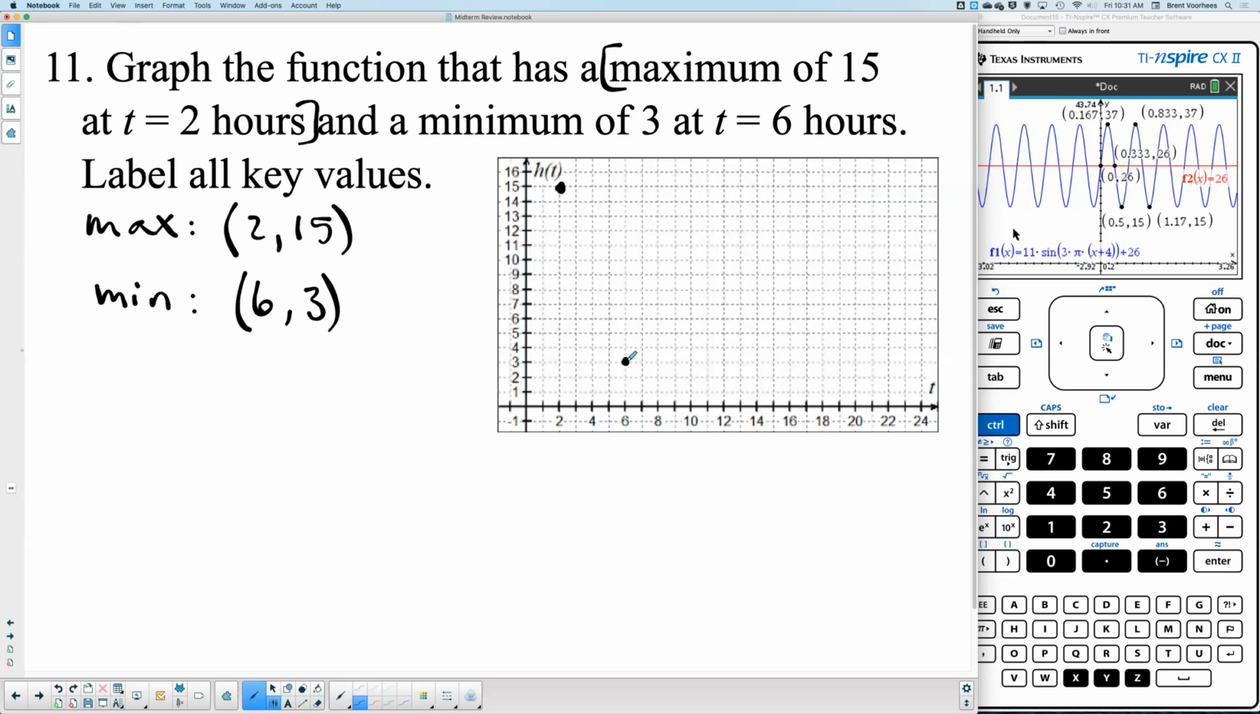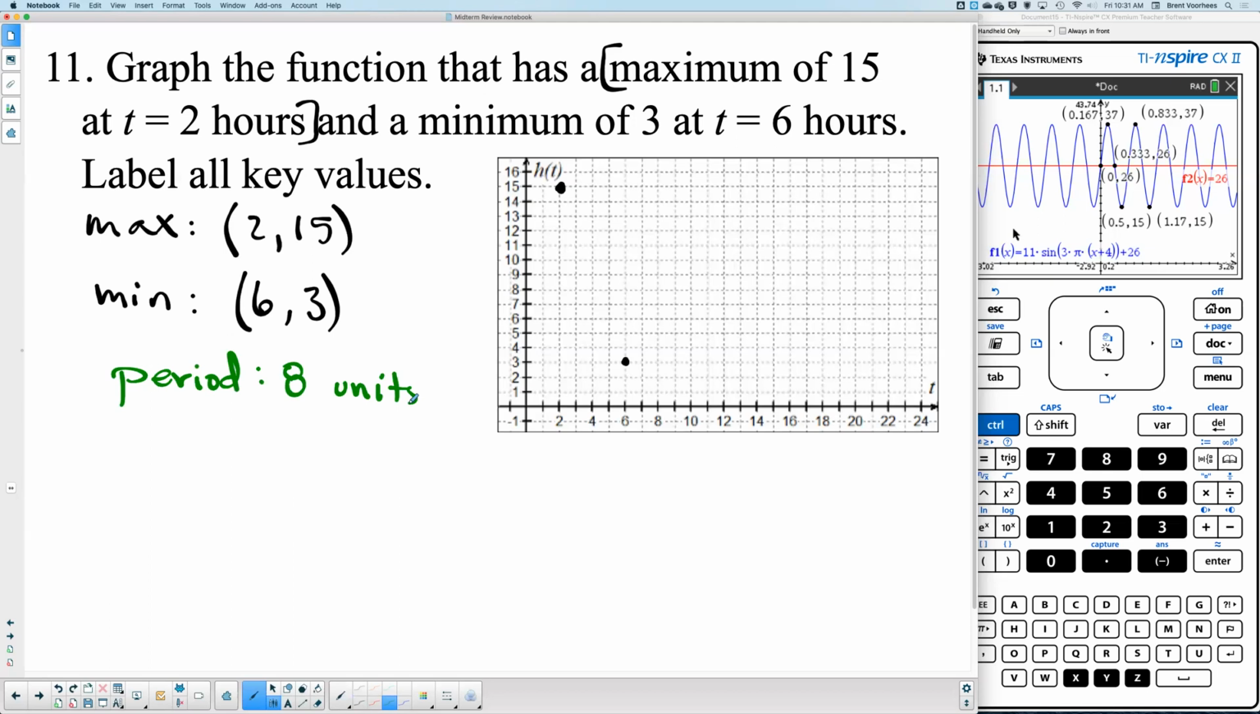Label all key values. First off, could we find what our period is? Does that show me right there? Those 2 points, would that be period? It shows you that's half a period. Half a period is how many units? 4. So what's one whole period? 8 units. Okay, let's go ahead and put on some periods.